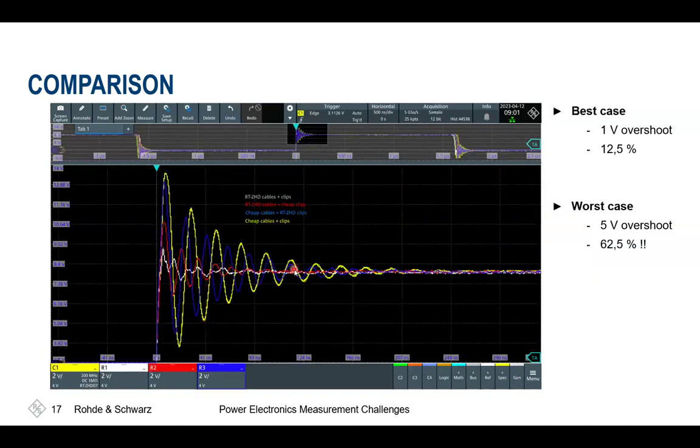Also, if we're comparing different permutations, so using the ZHD cables and clips with cheap clips, the high quality cables, or cheap cables with high quality clips, and so forth, you'll see you could adjust your measurement results to your needs, but they will not represent the real values. And in this scenario, you'll see a worst case 5-volt overshoot, which will mean a measurement error of about 62 to 5%. And even in the best case, you're still 12 to 5% affected for such a high slew rate.